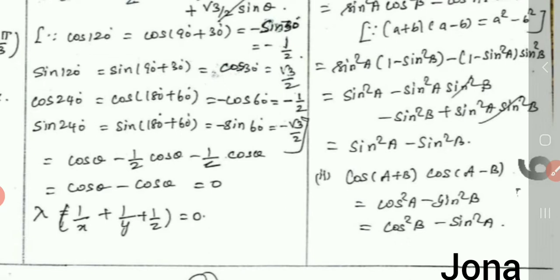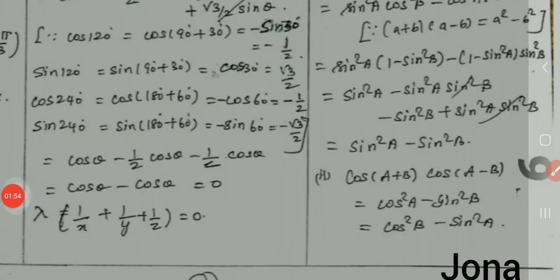So if you want to remove the brackets, we have that sin square a minus sin square a into sin square b minus sin square b plus sin square a sin square b. We can cancel the two things so that the remaining thing is sin square a minus sin square b, which we require the answer. On the second division, cos of a plus b into cos of a minus b equal to cos square a minus sin square b, which is equal to cos square b minus sin square a.